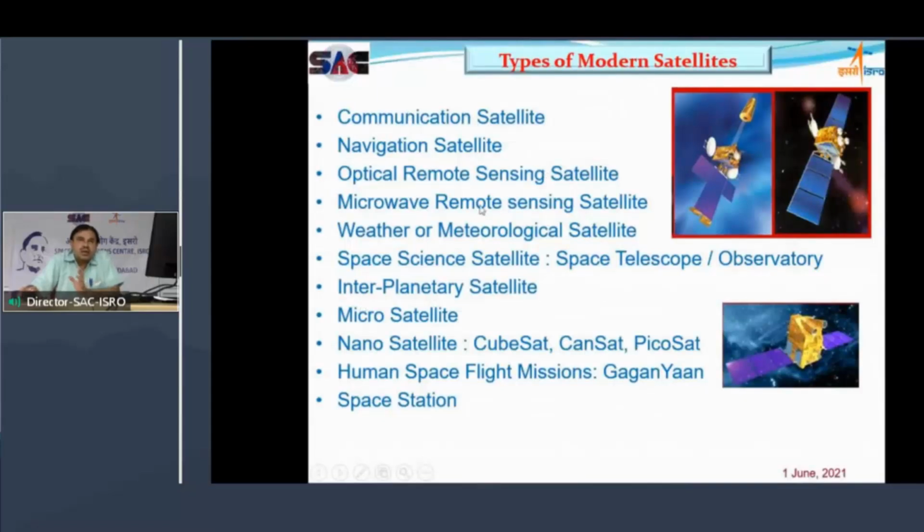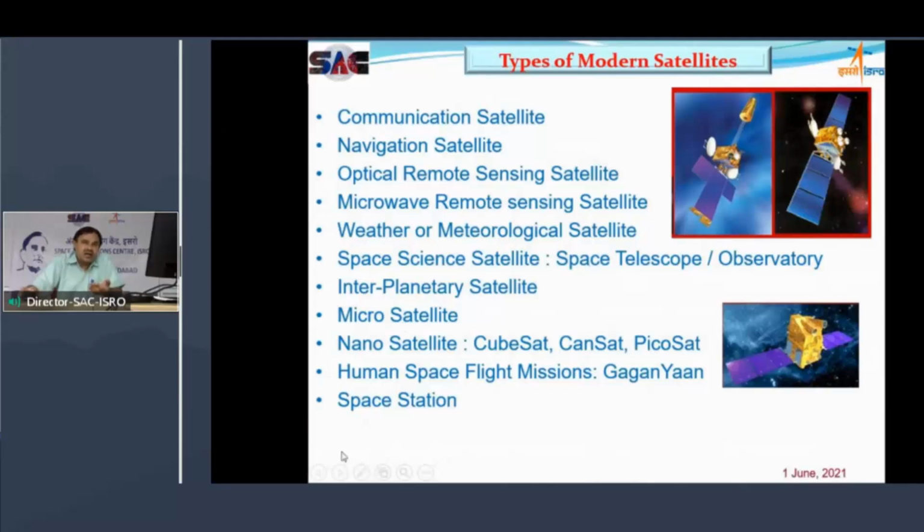There are also camera satellites, which are called optical remote sensing satellites. Then radar satellites, which are microwave remote sensing satellites. Weather satellites, which predict cyclones and give you information about weather. Then the satellites which we send to the Moon or Mars or such interplanetary missions are called interplanetary satellites or space science satellites for doing science studies.